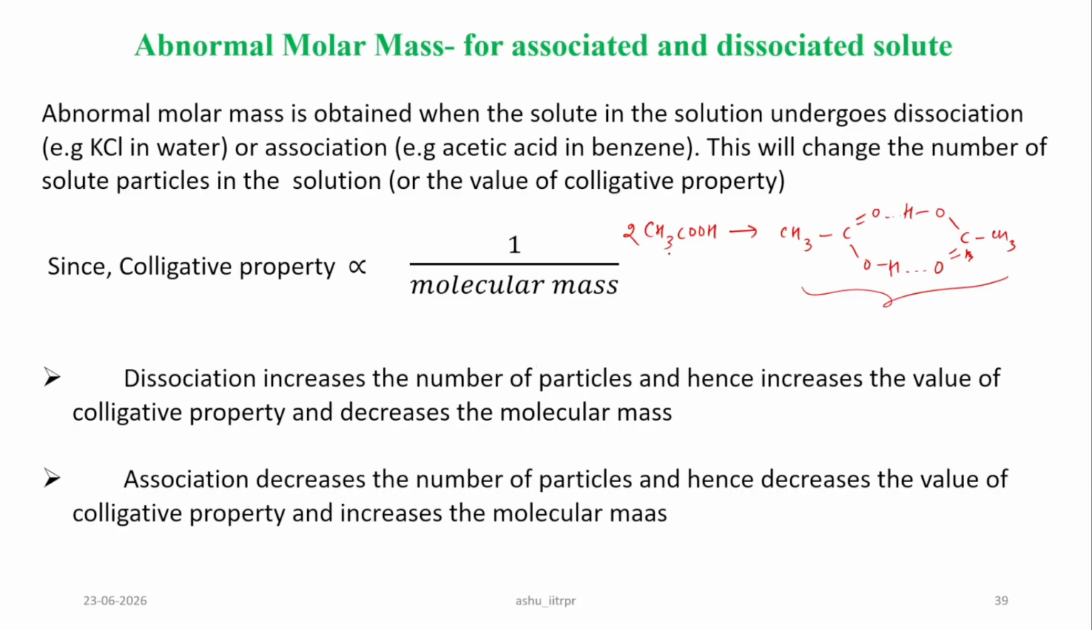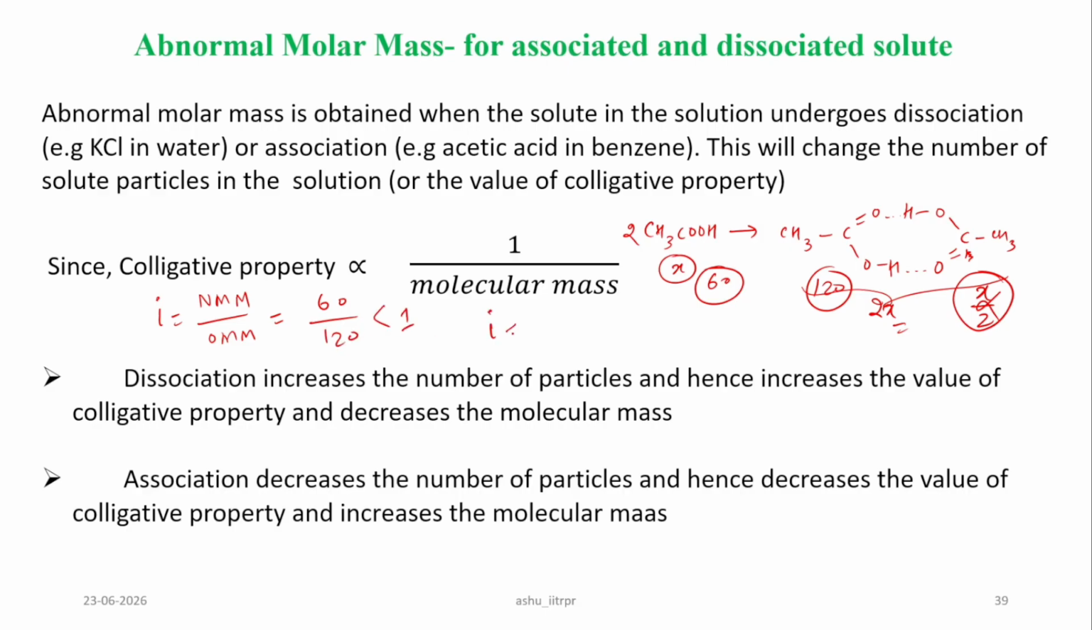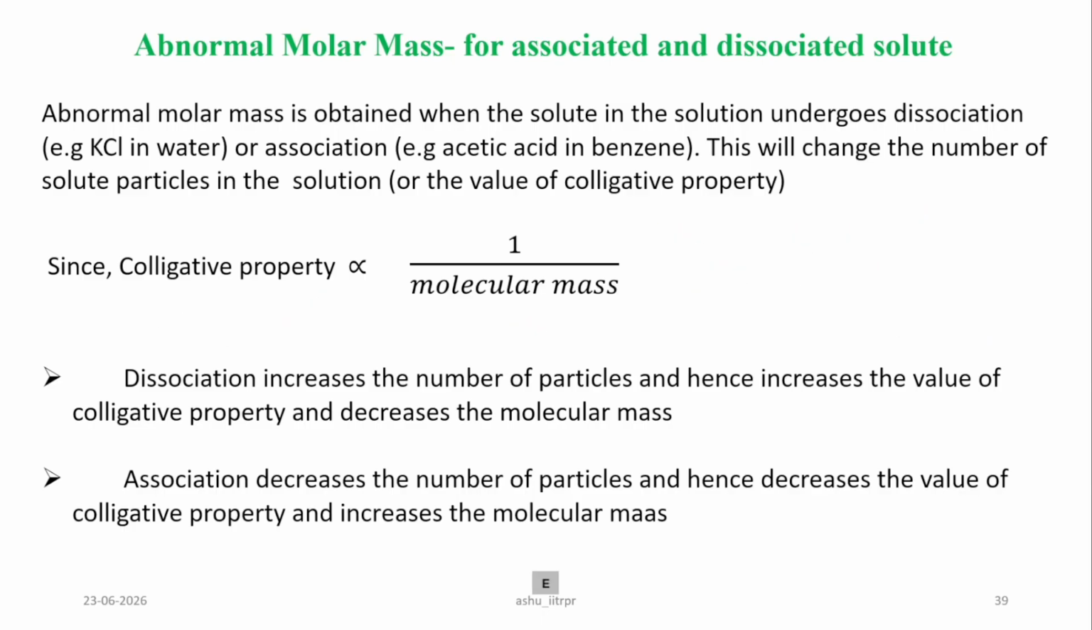Suppose the molar mass of acetic acid is x. Because two molecules are getting associated, its molecular mass will be not x by 2, it will be 2x, that is, 2 times, because two molecules are getting associated. If I roughly take the molar mass as 60, this will be 120. Now the normal molar mass is 60 and the observed would be 120, so i is always less than 1. That is why we say for association, it is always less than 1. We will discuss all these things in detail, one by one.